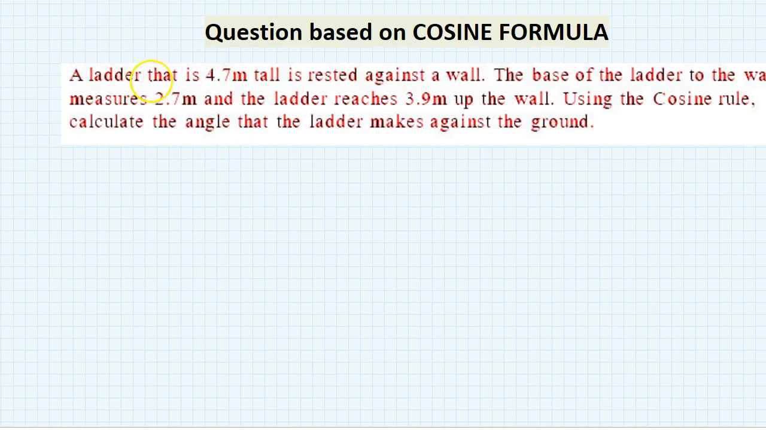The question, which is based on the cosine formula: a ladder that is 4.7 meter tall is rested against a wall. Always remember, the wall is always vertical and the ladder is a slant. It's 4.7 meter tall and rested against a wall. The base of the ladder to the wall is 2.7.